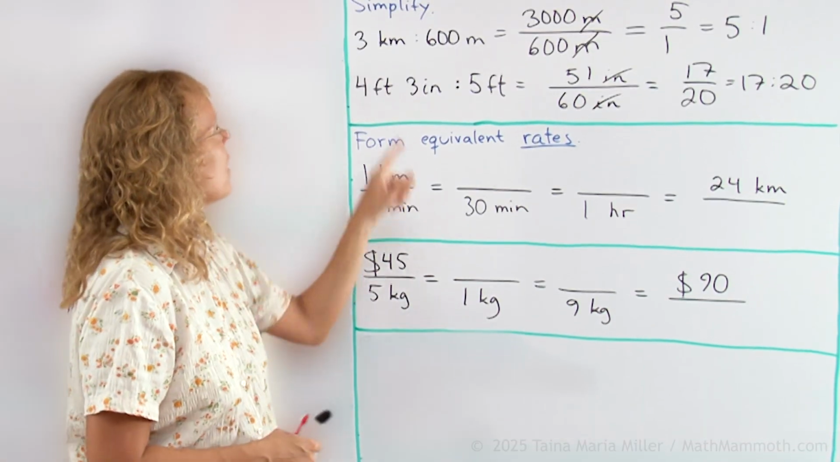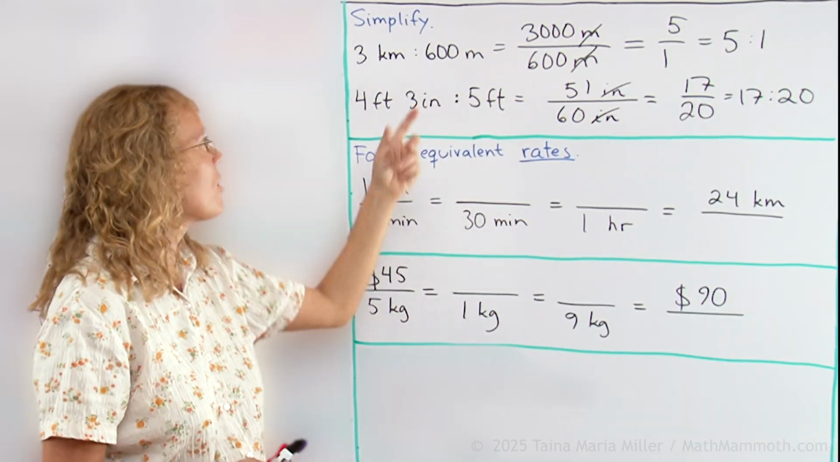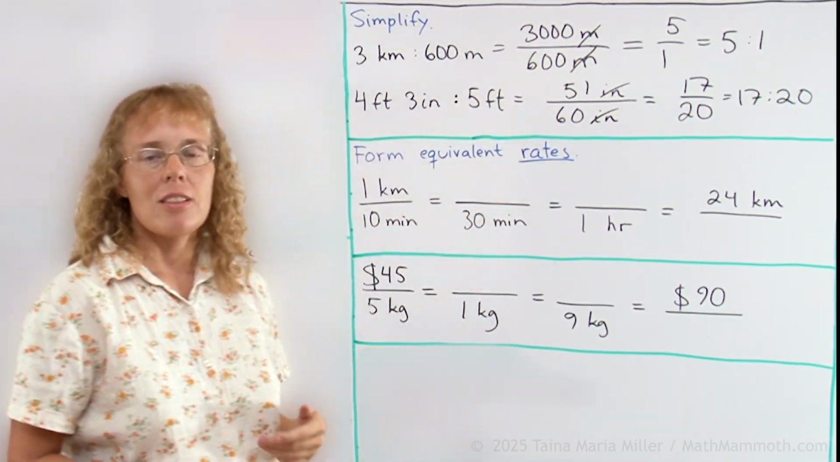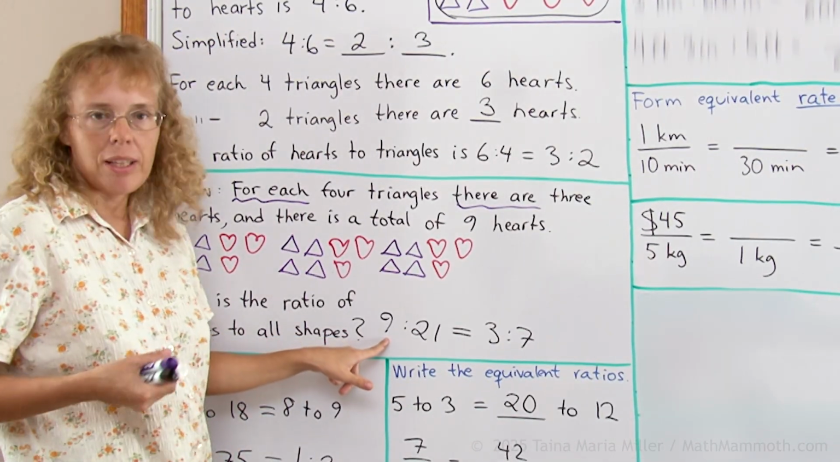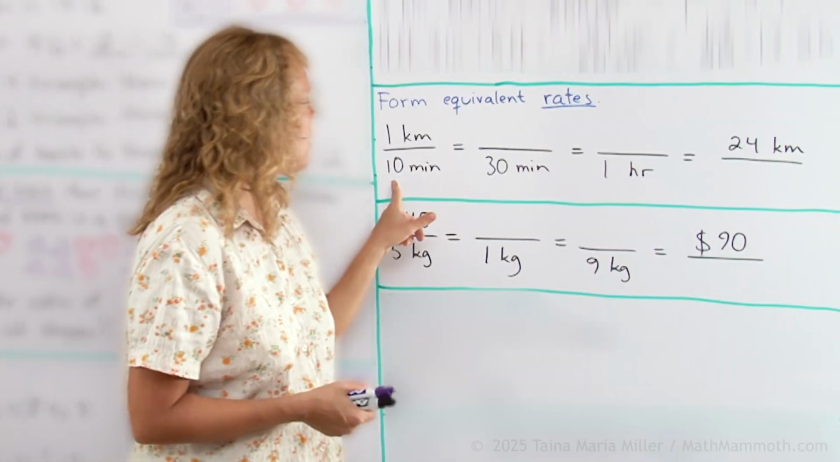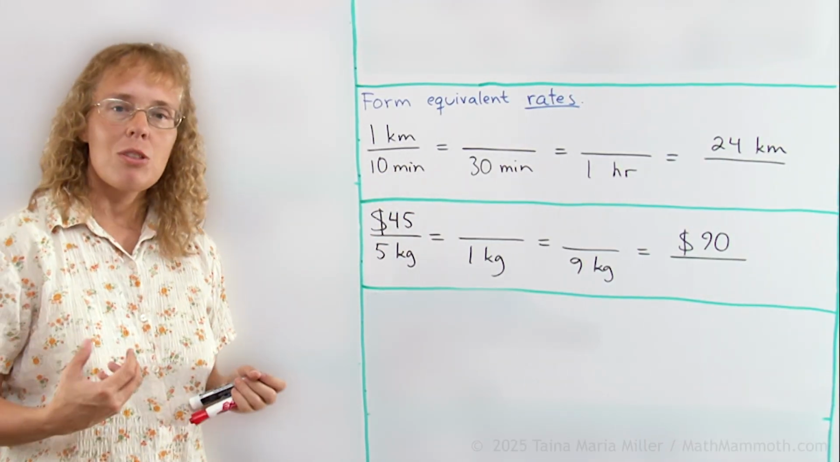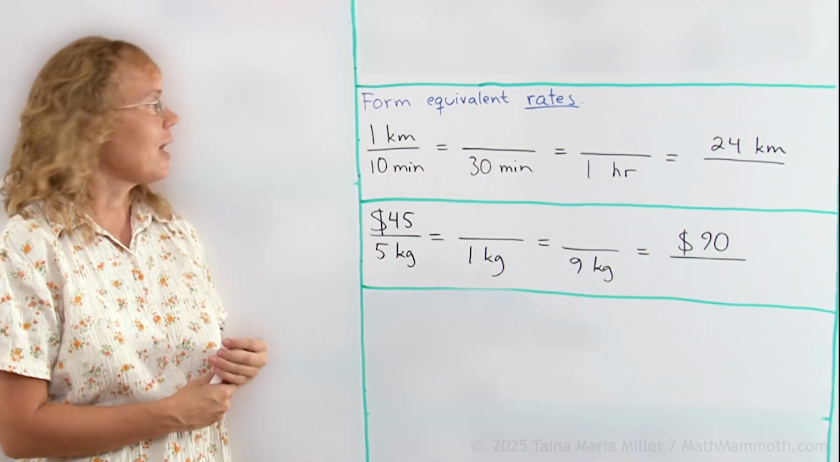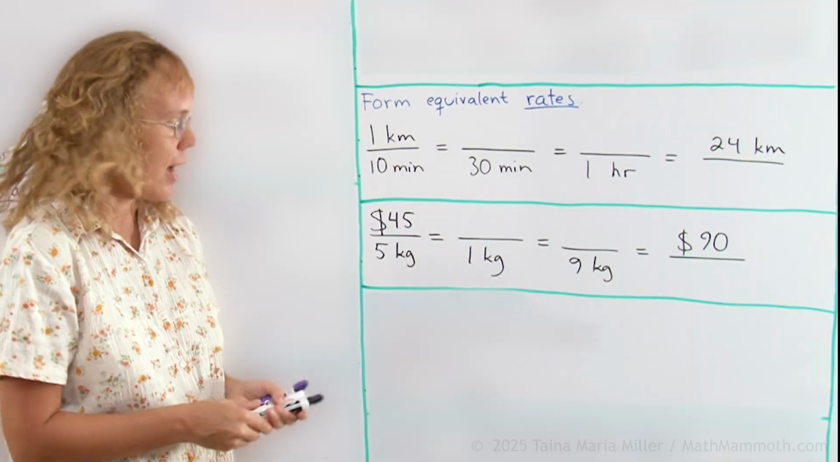Okay? This here is not a rate because I had meters and meters. After I converted these, I got meters and meters. So this is not a rate. Nor are these, where that's just plain numbers. They're not rates. But this is a rate. 1 kilometer to 10 minutes. And with rates, we often use the word per to indicate the rate. 1 kilometer per 10 minutes. It is somebody's walking speed, perhaps.